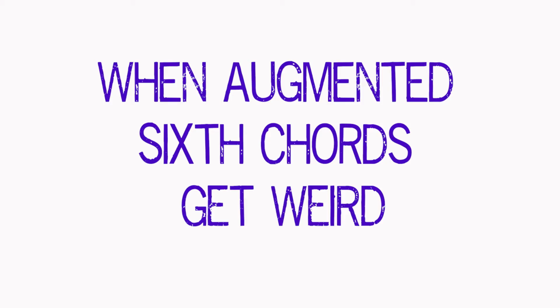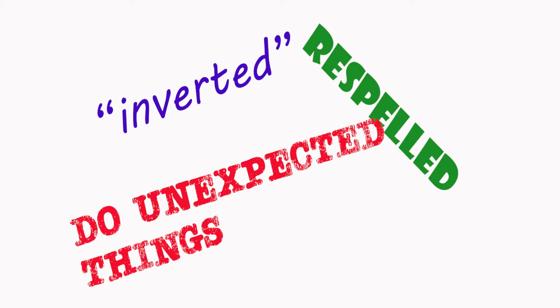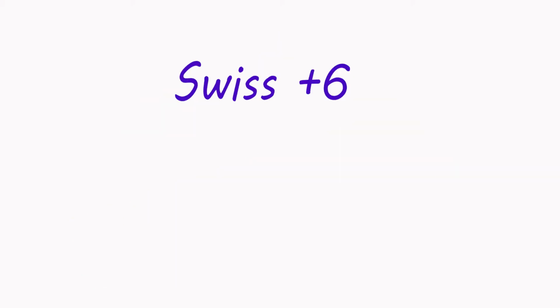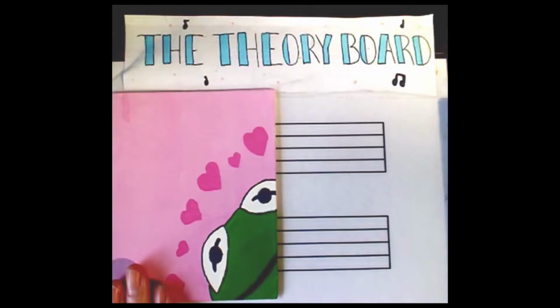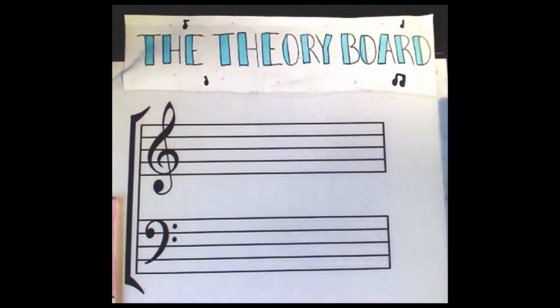Hello, theory students. Today we're going to talk about when augmented sixth chords get weird. That means they're inverted, respelled, or do unexpected things. We're even going to look at something called the Swiss augmented sixth. So let's get started. Time to put Kermit away here.